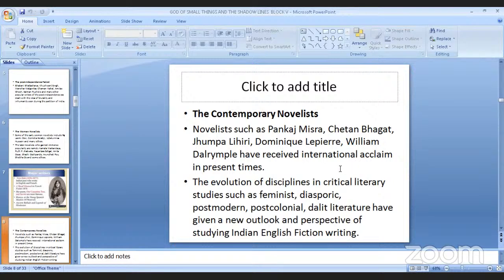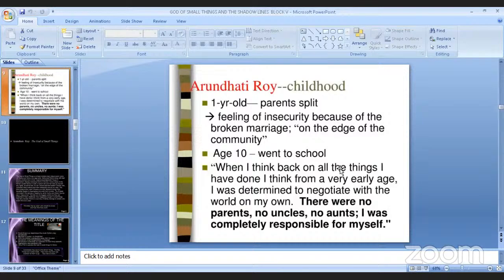The evolution of disciplines in critical literary studies, such as feminist, diasporic, postmodern, post-colonial, and Dalit literature, has given a new outlook and perspective for studying Indian English fiction writing. Right.